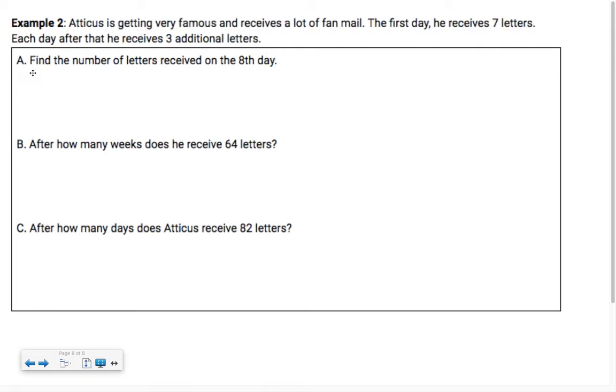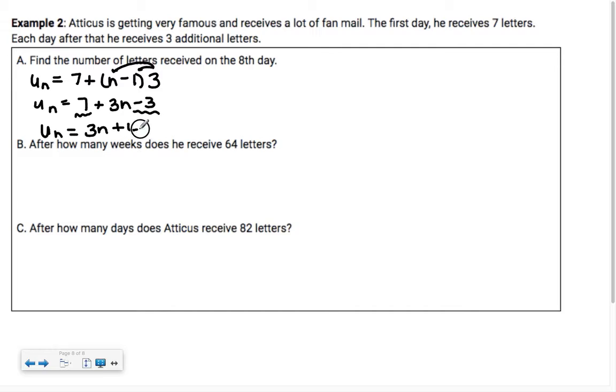So we're going to set up a general term formula here, un. So un is equal to u1. In this case, u1 is how many letters he receives on the first day, which is 7, plus n minus 1 times the common difference. Each day after the first day, he receives 3 additional letters, so 3 is our common difference. Simplifying that, we need to distribute this 3 on our bracket. So I get un equals 7 plus 3n minus 3. I can collect my like terms here, and I'm left with un equals 3n plus 4.